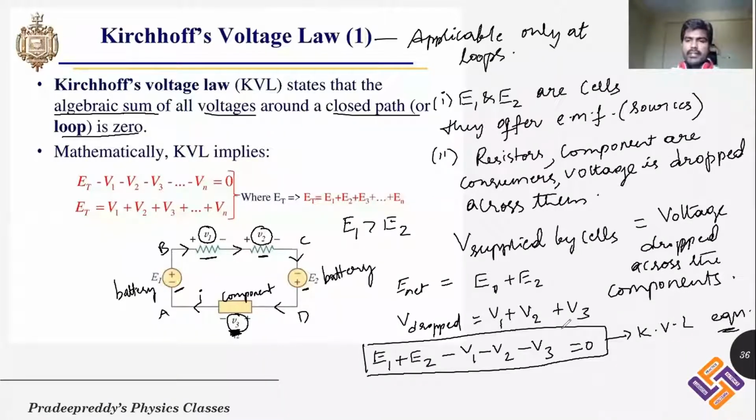So what does this equation tell us? It tells us that there are a few suppliers, some potential differences supplied by the batteries, and there are some consumers in the circuit. The voltage provided by the cells will be dropped across the consumers present in that particular closed loop. So the total voltage supplied by the sources will be equal to the total voltage dropped across these components. That is Kirchhoff voltage law. And this is also one form of conservation of energy. Total voltage dropped is equal to total voltage supplied.